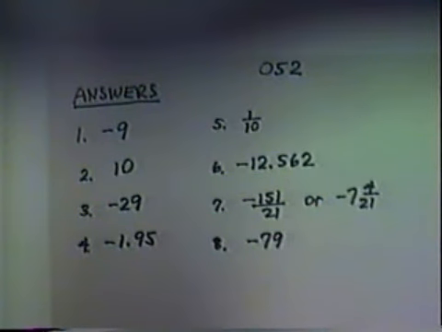Your answers should be negative 9, 10, negative 29, negative 1 and 95 hundredths, 1/10, negative 12 and 562 thousandths, negative 151 over 21, or if you prefer the mixed number form, negative 7 and 4/21, and finally, negative 79.